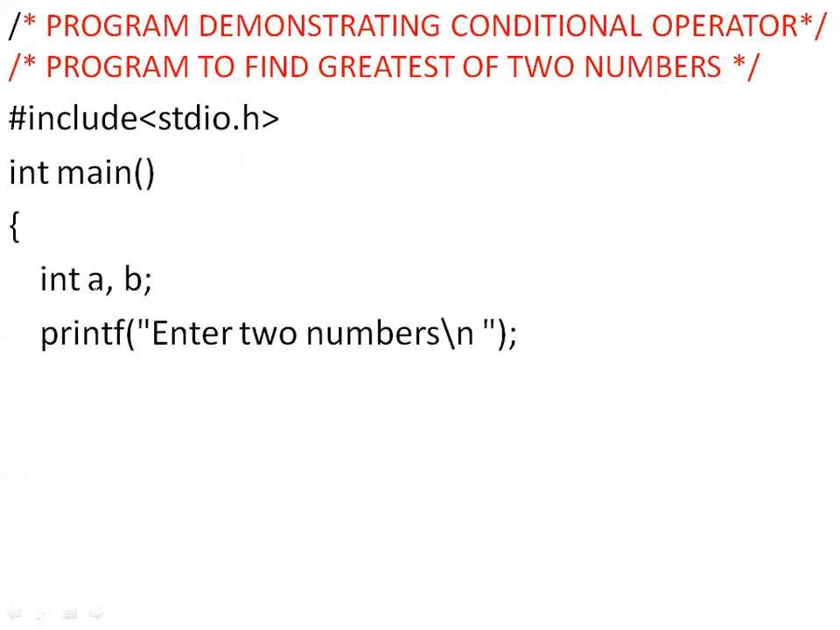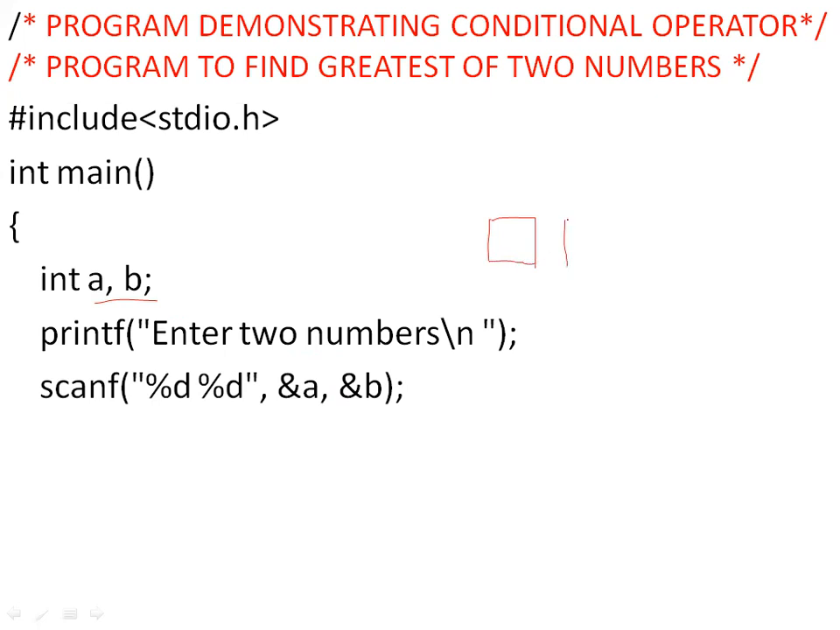We read these two values through the keyboard, so I ask the user to enter two numbers. The user enters two numbers, and using the scanf function we read the two numbers and store them into the address of a and the address of b. Whatever numbers the user enters will be stored into the address of a and b. Assume that the memory for a is allocated like this, and this is the memory allocated for b.